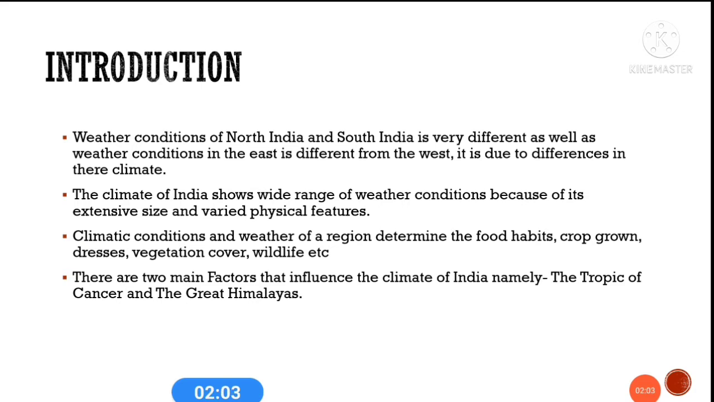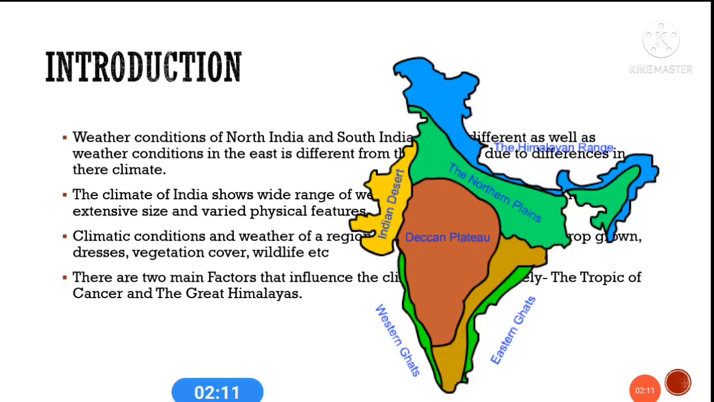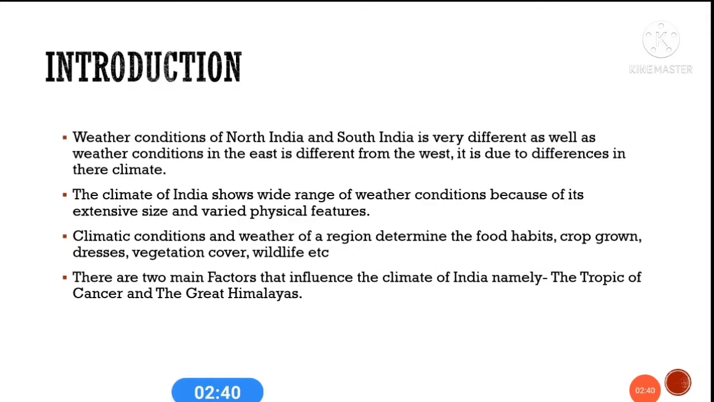Now the climate of India shows a wide range of weather condition. It is because of its extensive size and varied physical features. Our country is the seventh largest country in the world in terms of its area. So it has vast east-west extension as well as north-south extension. Due to its vast size, we have different kinds of physical features like mountains, plateaus, plains, valleys. All this brings a lot of variety in the climatic condition of a country.